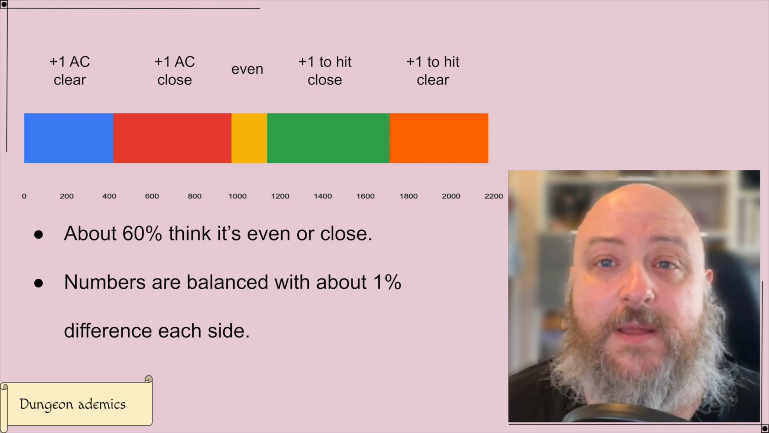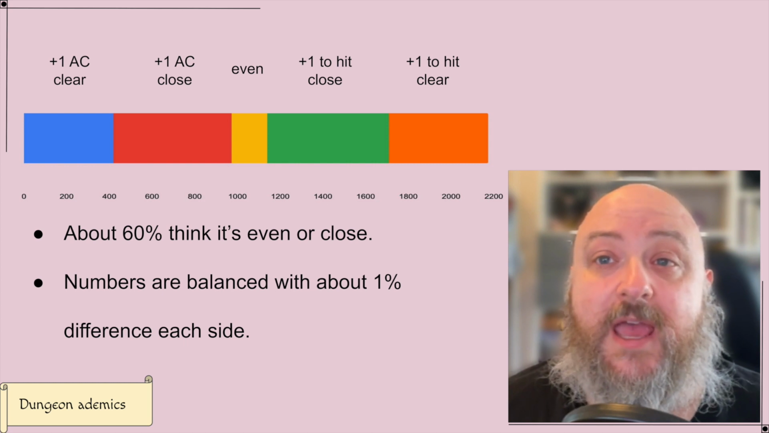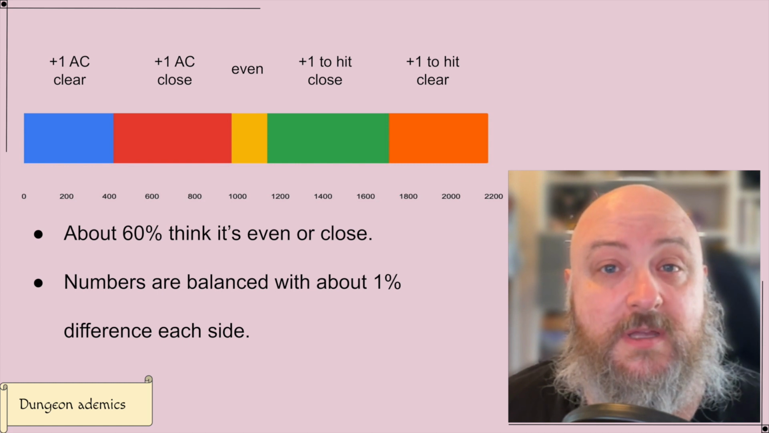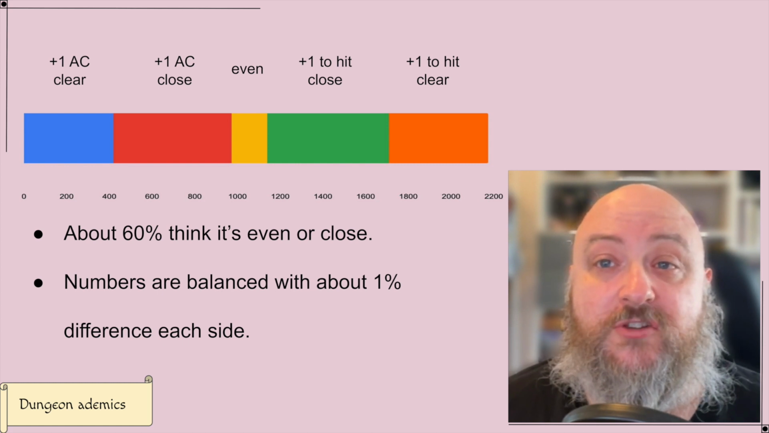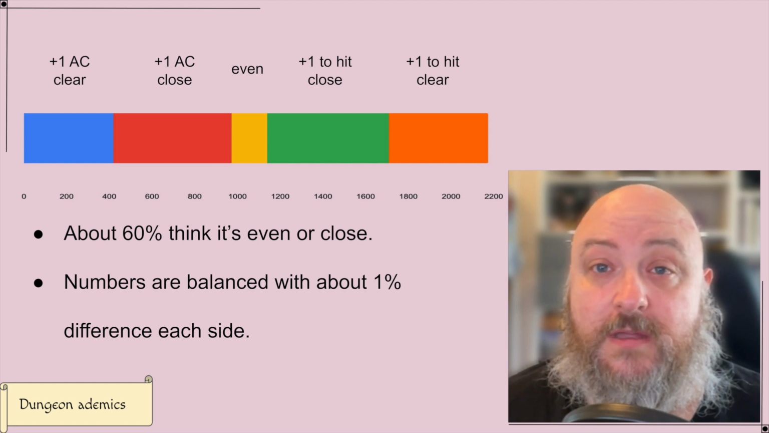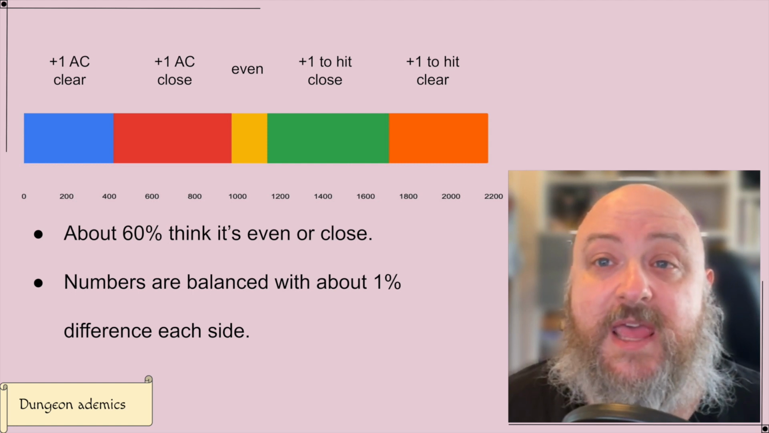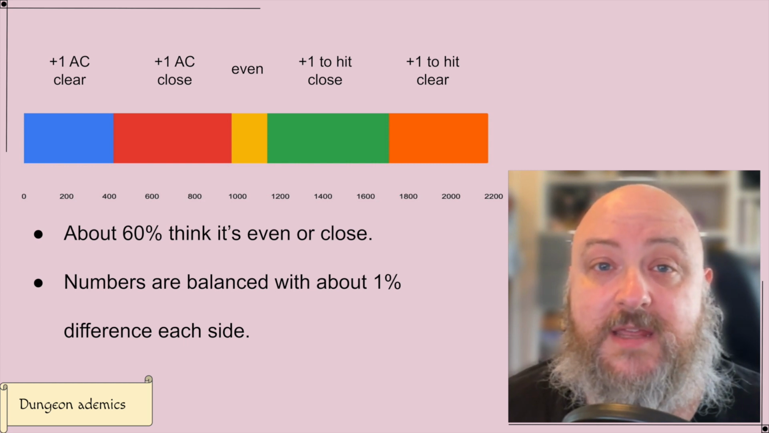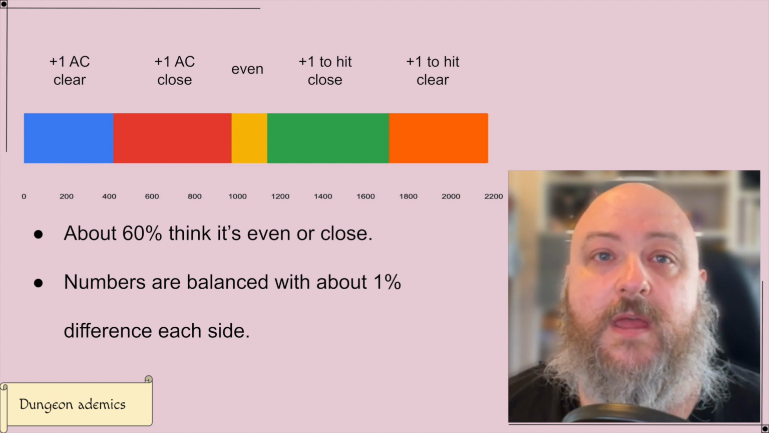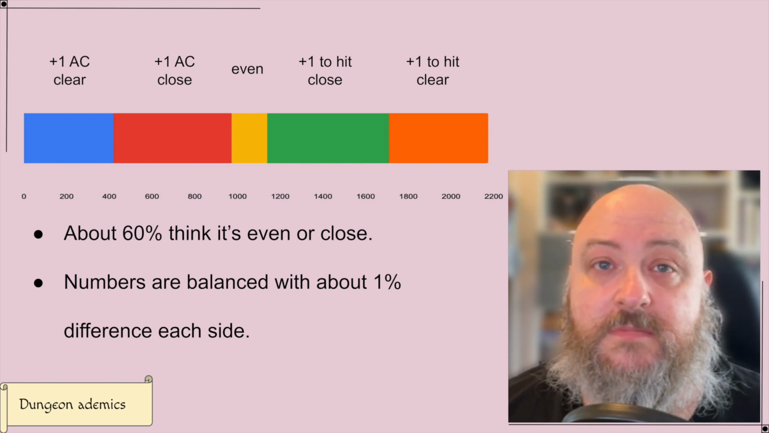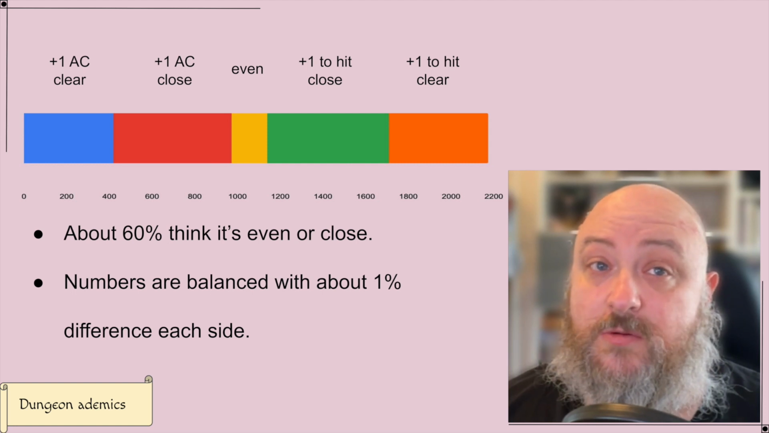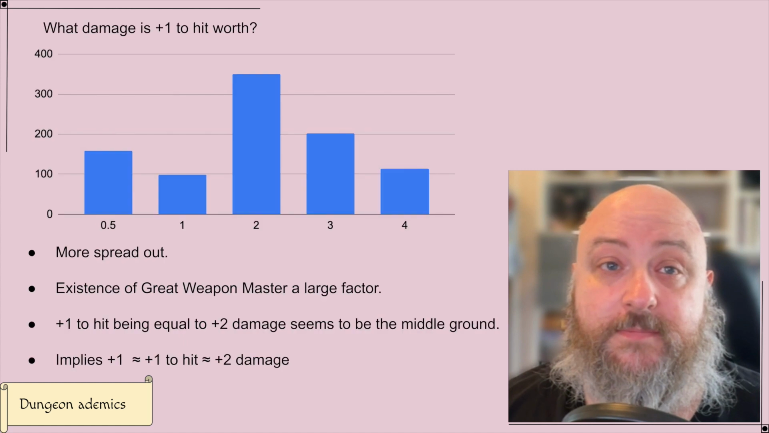About an even number of people considered +1 AC to be clearly better, as did those that thought it was clearly worse. The almost perfect mirror image tells us that individually people may have opinions one way or the other, but the overall consensus is that there is a strong case for +1 armor class and +1 to hit being equally valuable. Mechanically, this makes sense. +1 armor class is effectively a -1 for enemies to hit you, so the comparison is apt.